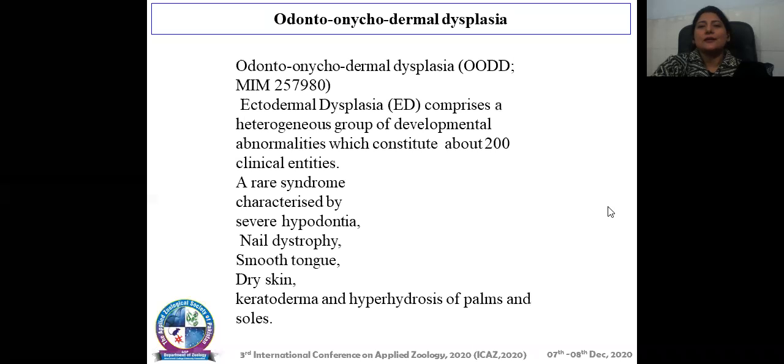Odonto-Onycho-Dermal Dysplasia is a skin disorder and it comprises a heterogeneous group of developmental abnormalities which constitute about 200 clinical entities. It's a rare syndrome and it's characterized by severe hypodontia, nail dystrophy, smooth tongue, dry skin, keratoderma, and hypohidrosis of palms and soles.